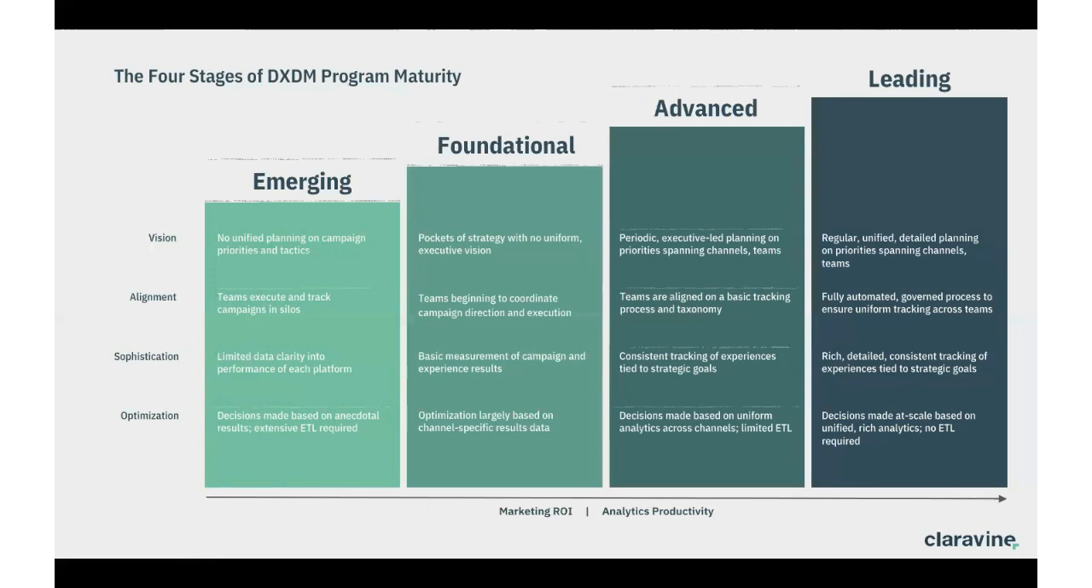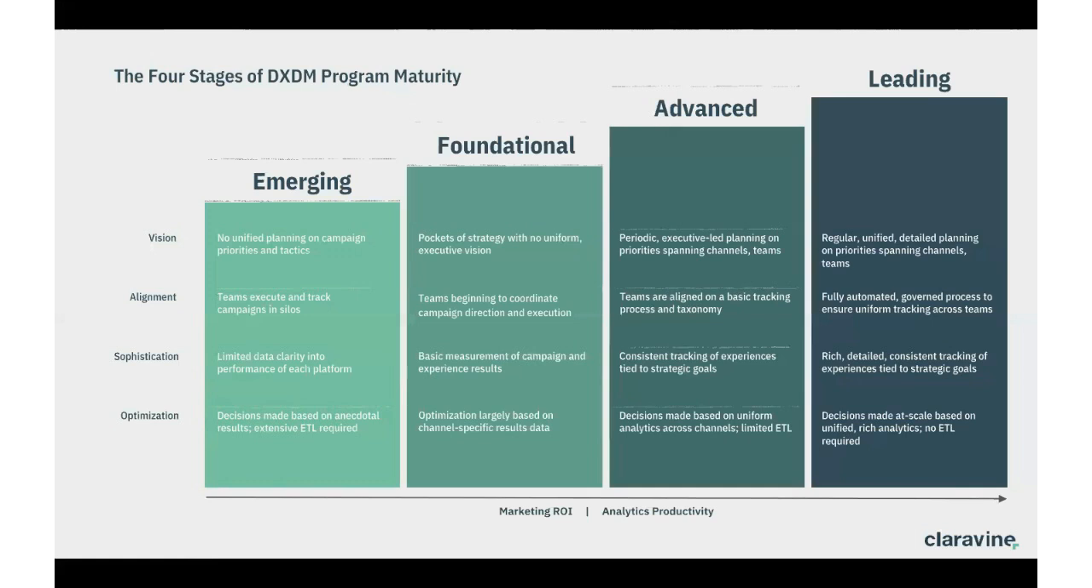In terms of alignment, you may be today executing your campaigns in silos, and again, there might be a lack of communication across different teams. As you evolve, the teams will better coordinate together on execution strategies, as well as on their tracking process and taxonomy. And leading organizations have a fully automated governed process to ensure uniform tracking across teams.